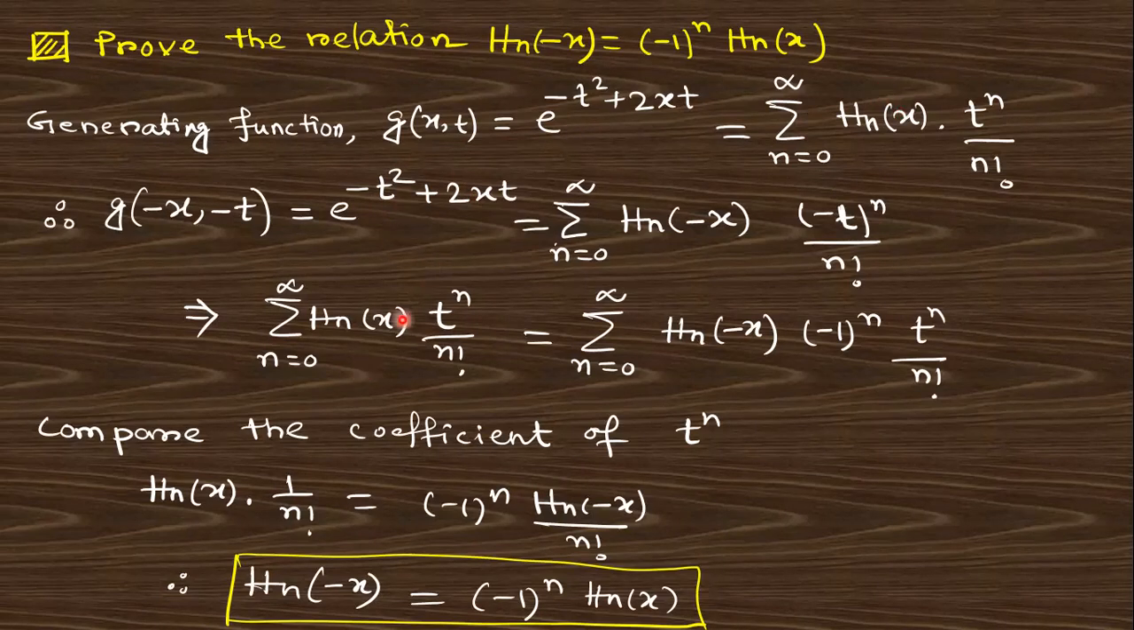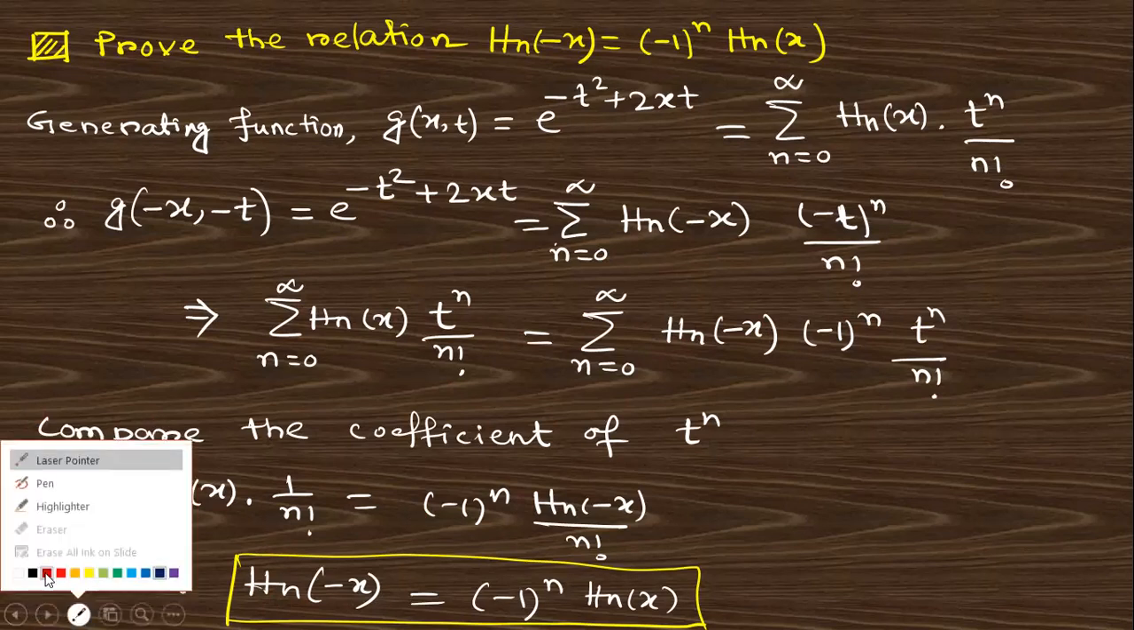so we can write down this summation from the generating function, and this can be written in this form. And now if we compare the coefficient of t to the power n, here the coefficient will be h_n(x) by n factorial, and there is h_n(-x) times (-1) to the power n by n factorial. N factorial cancels out, we will get h_n(x).